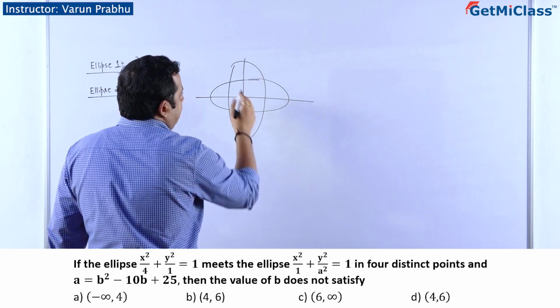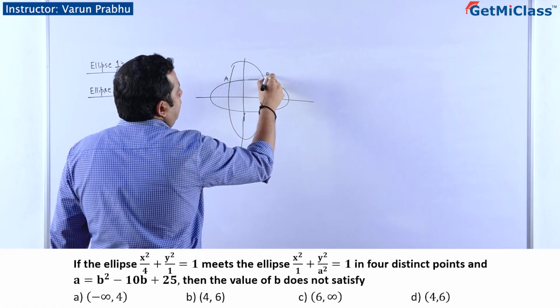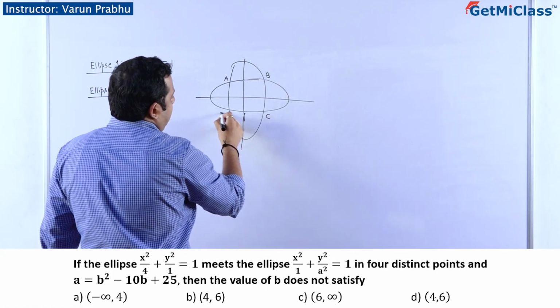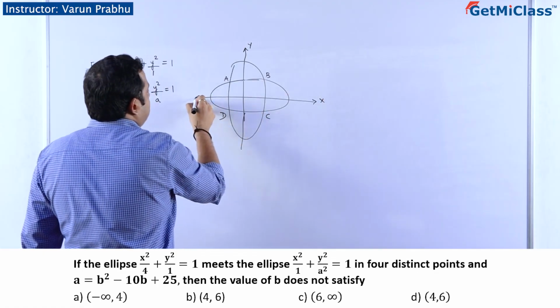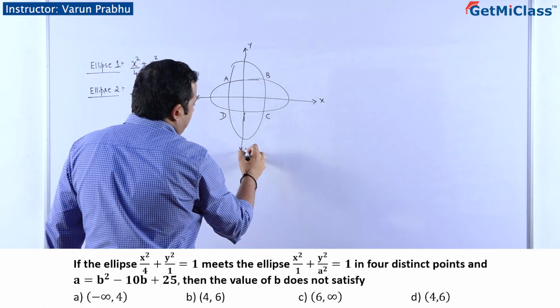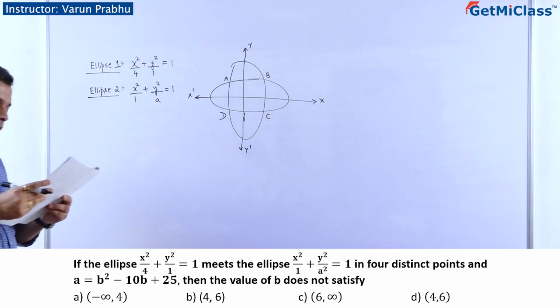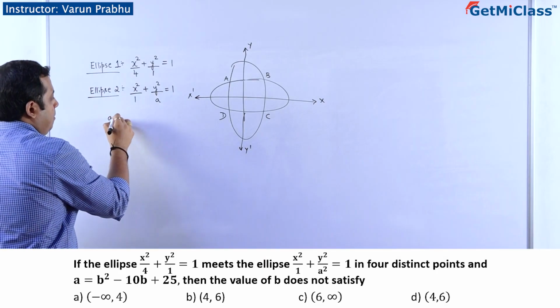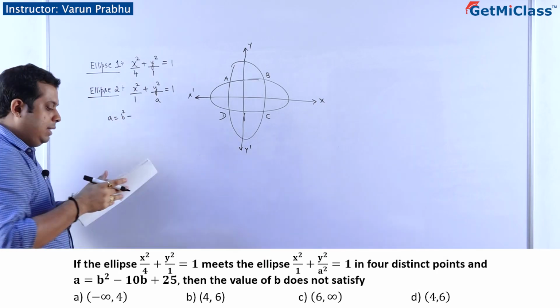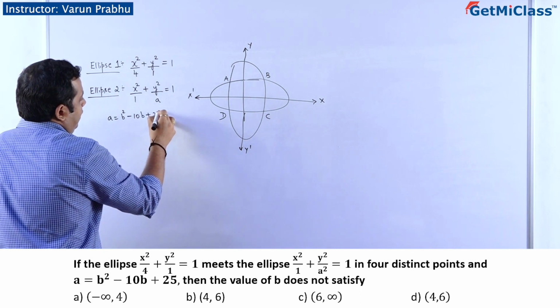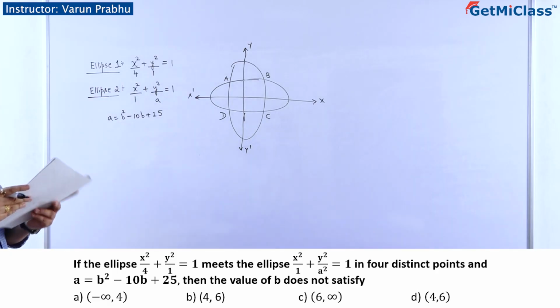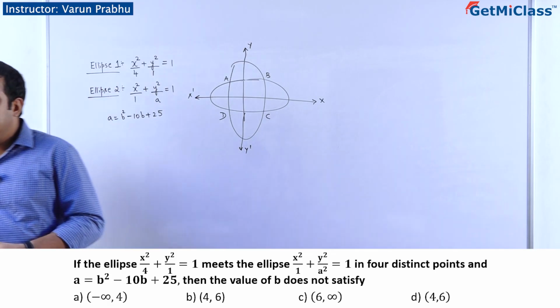Let us say like this, it is meeting at 4 distinct points, A, B, C, D, on the x axis, y axis, negative x axis and negative y axis. And there is a definition given in the problem: a is equal to b square minus 10b plus 25. Now the question is asking, b does not satisfy which of the following points.